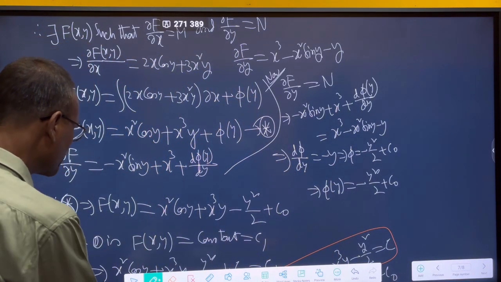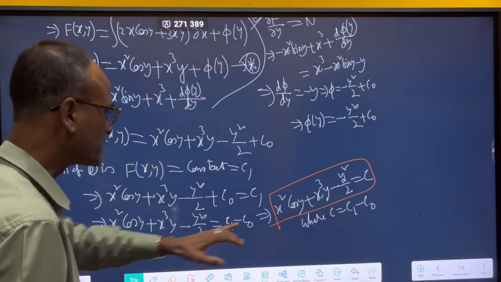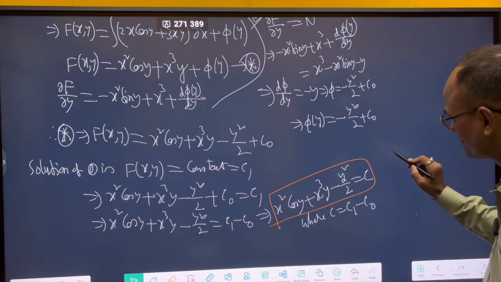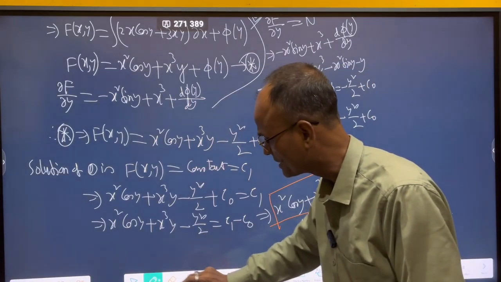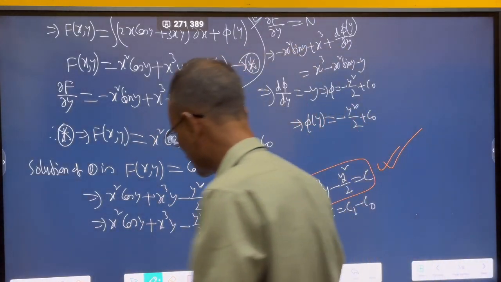The solution of the differential equation is x square cos y plus x cube y minus y square by 2 equal to c. This is the solution of the given differential equation.